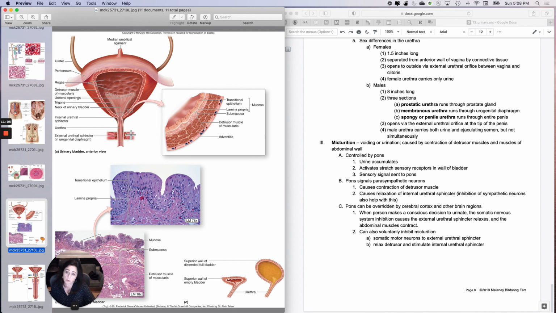And then this will work for a little while until the sensory input to the pons is so persistent that it's just going to cause it to override what's going to occur here. And then micturition will occur whether you want it to or not, because you can't hold it forever, because remember, skeletal muscle is not good at maintaining contractions over long periods of time. Okay, that's it.